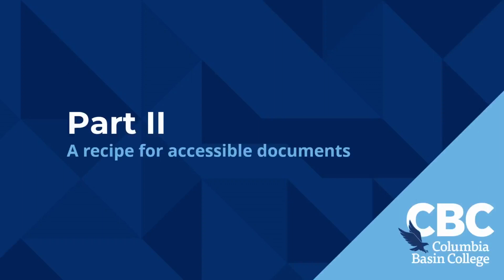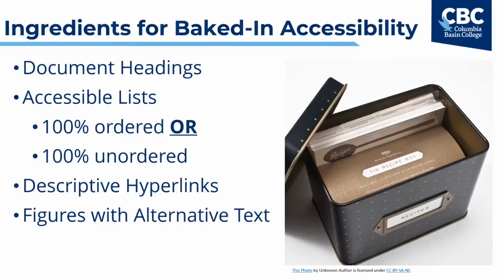In part 2, we move on to the recipe for accessible documents. Here, we're looking at the most fundamental ingredients of an accessible document. These 4 ingredients are document headings that are created properly in Word or in Canvas, lists that use the built-in list tool and are either completely ordered or completely unordered, descriptive hyperlinks that tell your reader where the link will take them, and alternative text on all your figures.